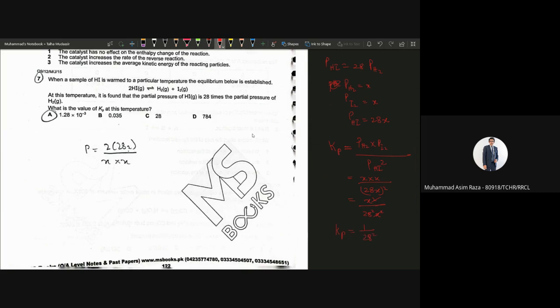Since A or B can be the right answer, I think A is the right answer. Can you check it out? What is 1 over 28 square? A is the right answer. Okay, so A is the right answer.